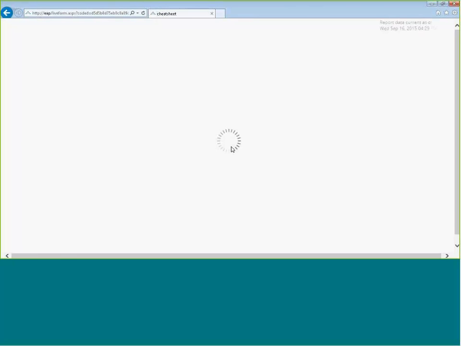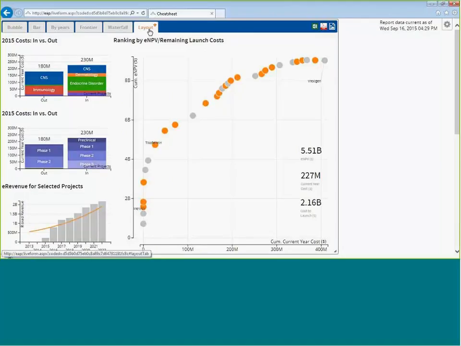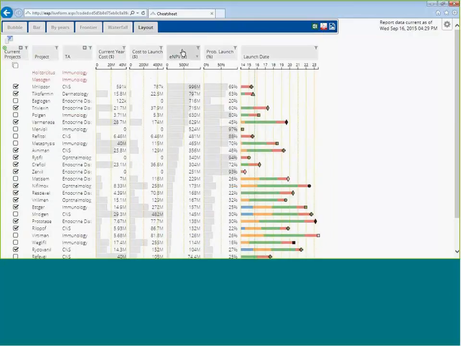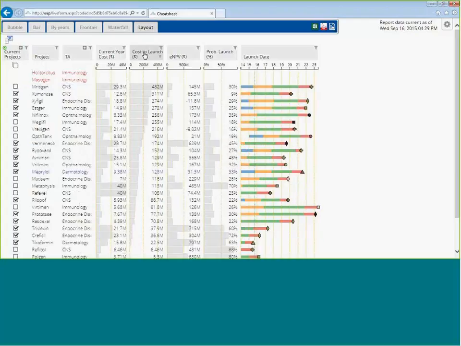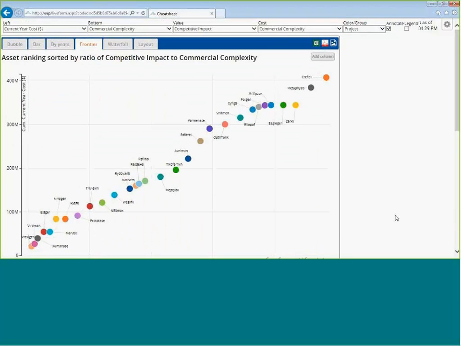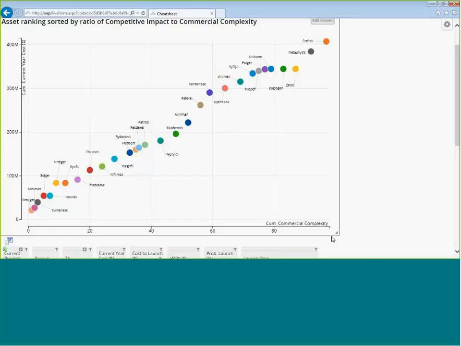Take a look at that here. When we look at a simple table like this, we can sort by ENPV, but we see very quickly that those projects with high ENPVs, well, some of them have very little cost to launch, and some of them have a significant amount of cost to launch. So clearly we need to take that cost to launch into account. And sorting simply by cost to launch isn't going to give us those projects with the highest ENPV. So what we can do instead is look at a frontier.